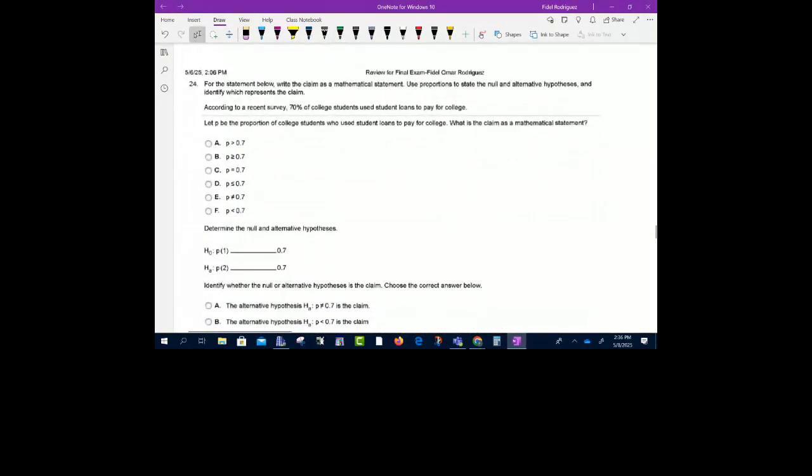We are on number 24. This is when we start talking about our hypothesis testing. So remember, we're going to be looking for things like the H0 and the Ha, all that good stuff. Let's see if we can figure this out. It says, for the statement below, write the claim as a mathematical statement. Use proportions to state both the null and alternative hypothesis. According to a recent survey, 70% of college students used student loans to pay for college.